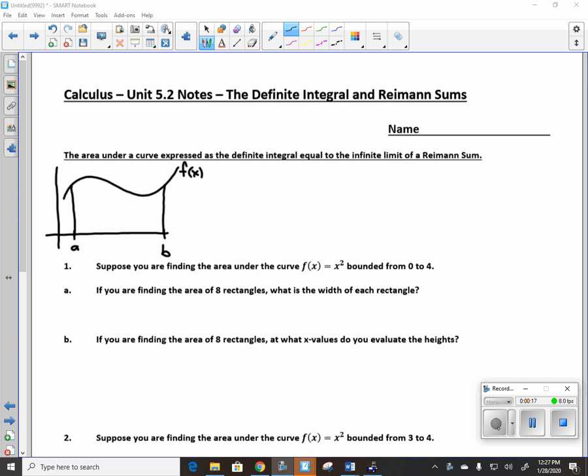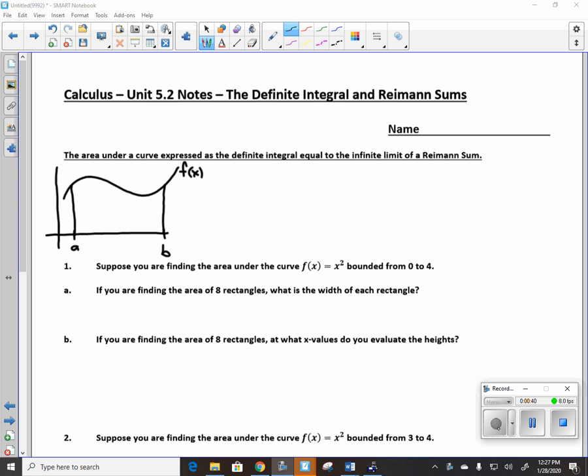So today we add up the area of an infinite number of rectangles. The idea is that we would like to find the area bounded from A to B of f of x. And in calculus, we have a way of expressing this. We actually use something called a definite integral.